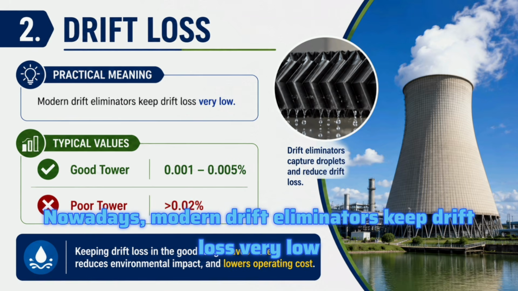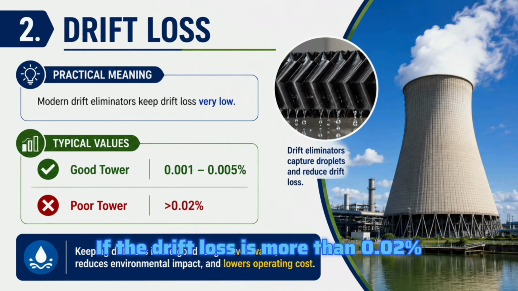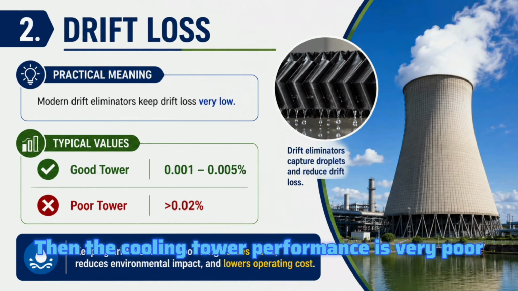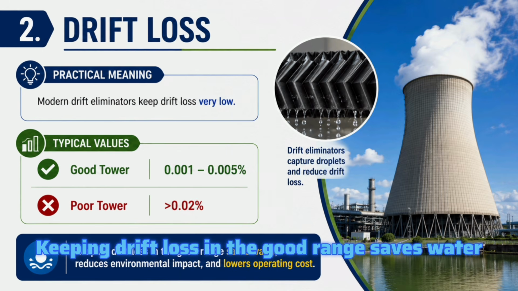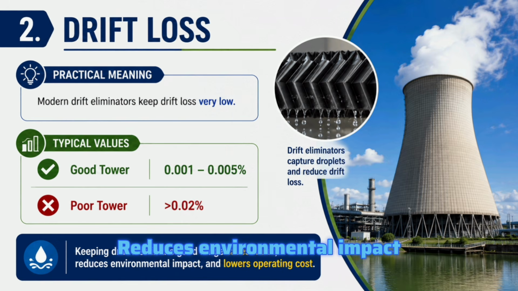Nowadays, modern drift eliminators keep drift loss very low. If the drift loss is more than 0.02%, then the cooling tower performance is very poor. Keeping drift loss in the good range saves water, reduces environmental impact, and lowers operating costs.